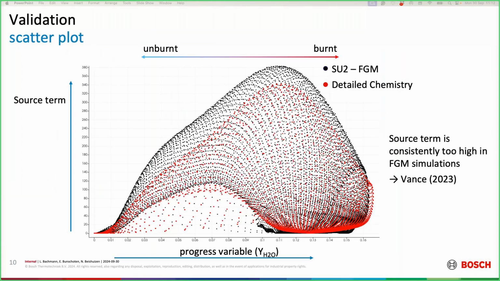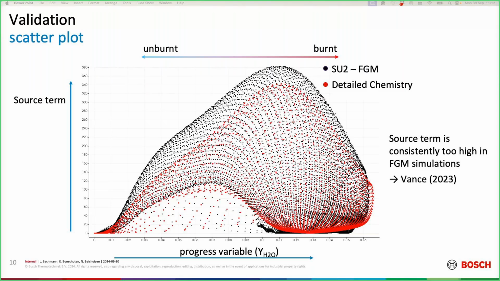So on the y-axis here, we have the source terms, and on the x-axis, we have the progress variable. In red, you can see the detailed chemistry results, so how it should actually look like. And in black, just above that, you can see our FGM results. So you can see that even though we did some improvement already, the source term is still consistently too high. What are we going to do about this?